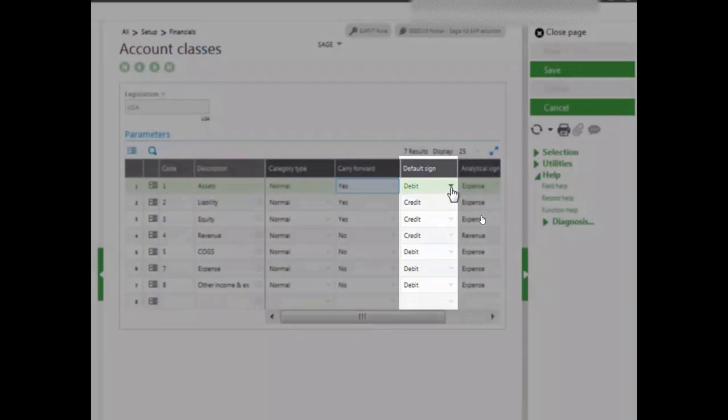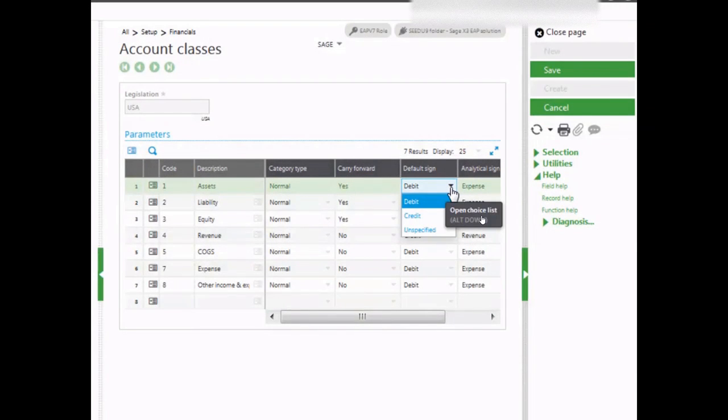The default sign can either be debit or credit or unspecified. If it is set to debit, when you enter in a transaction using this account code, your system will automatically stop at the debit column. If you select credit, the system will stop at the credit column.